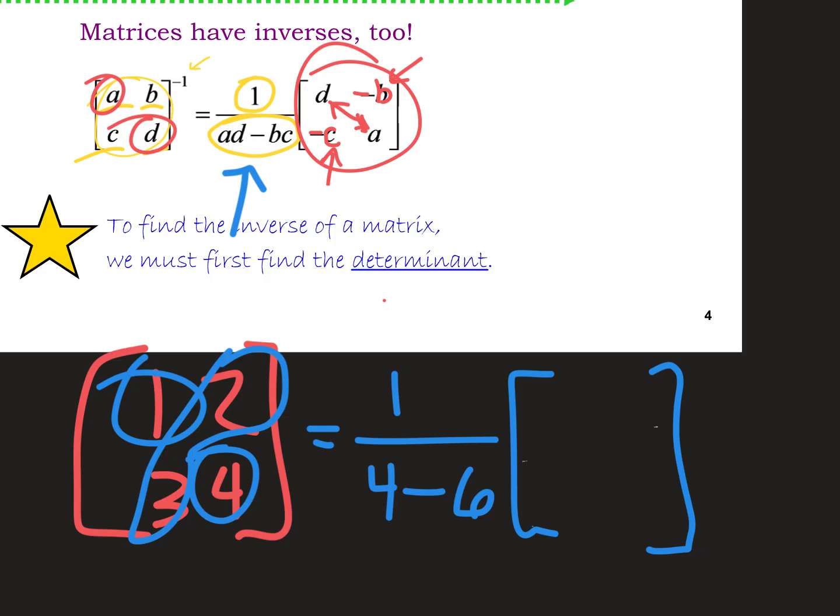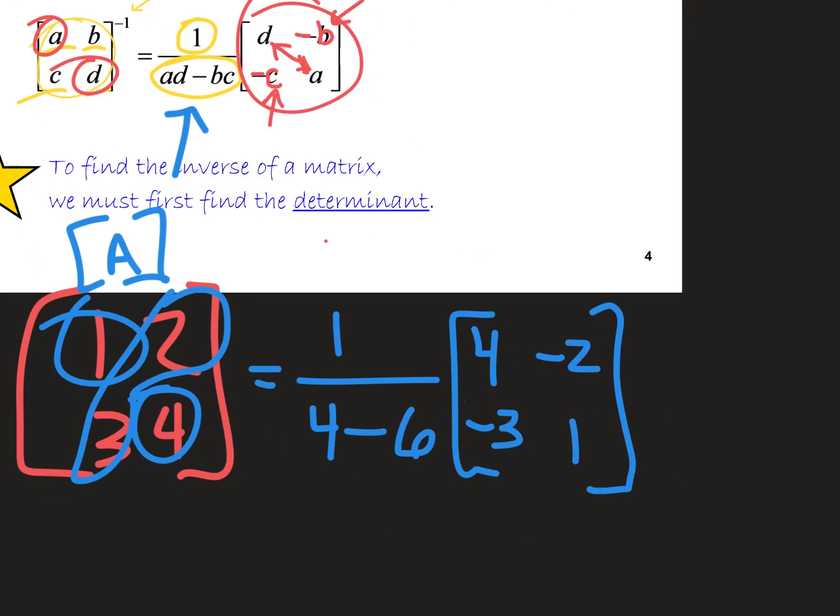So in this case, what numbers get flip-flopped for my A matrix? Remember, this is called A. Yeah, 1 and 4. So 4 goes here, 1 goes here. And an op-op means negative 2 and negative 3. There you go. Now, if you just simplify this all the way down, you've got the answer.